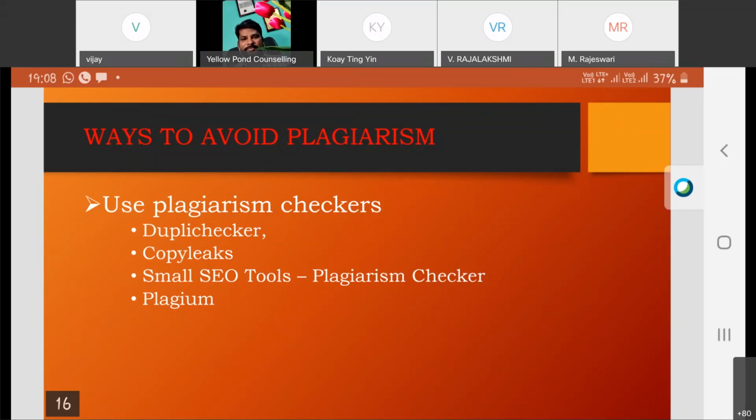SEO Tools. Then what about Duplichecker, Copyleaks and Plagium? These are online plagiarism software we have. But with them only a single page, or only 500 words or 100 words, can be used. So instead, we use SEO Tools or some other software. So can you please move to the next one, sir?